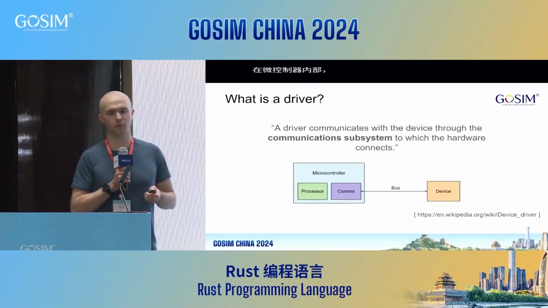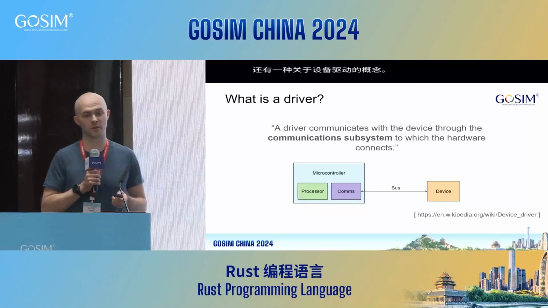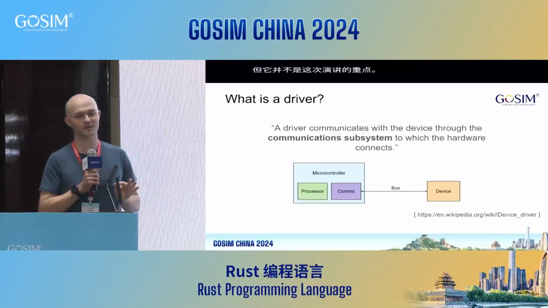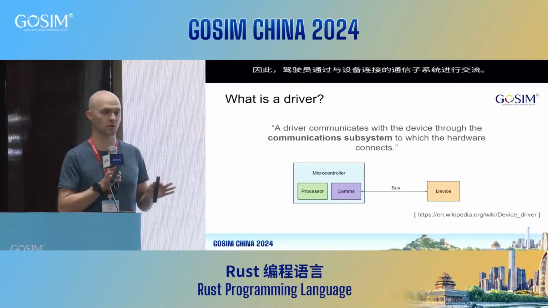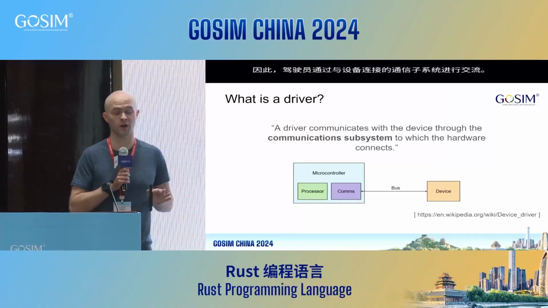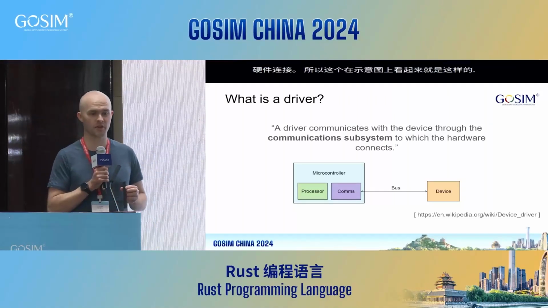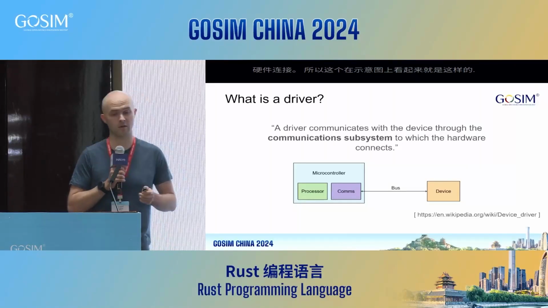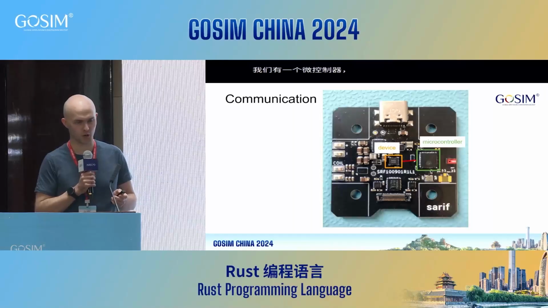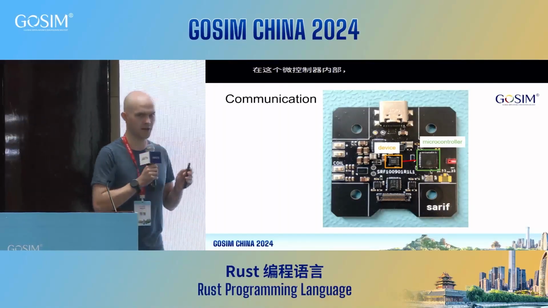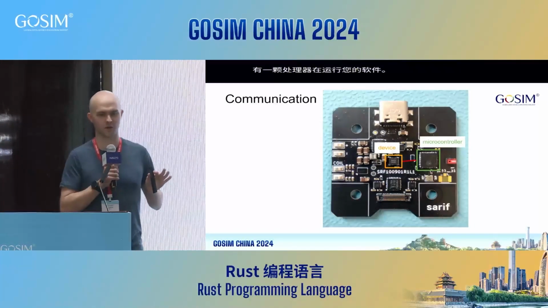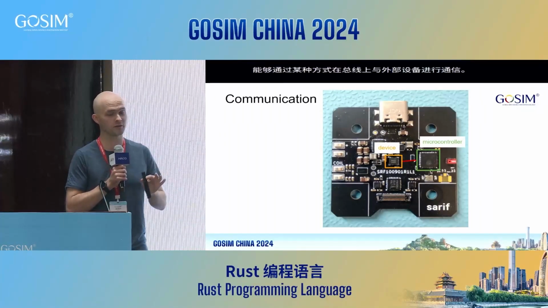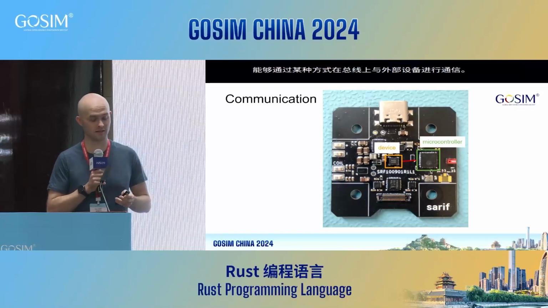So a driver communicates with the device through a communications subsystem to which the hardware connects. In schematic form, this looks like this. We have a microcontroller, with a processor within it that runs your software. We have a communication subsystem, and it's able to talk to some external device over a bus somehow. Concretely, in the middle, I have a device. On the right, I have a microcontroller, and there is some copper between the two, and they're able to send signals to each other.